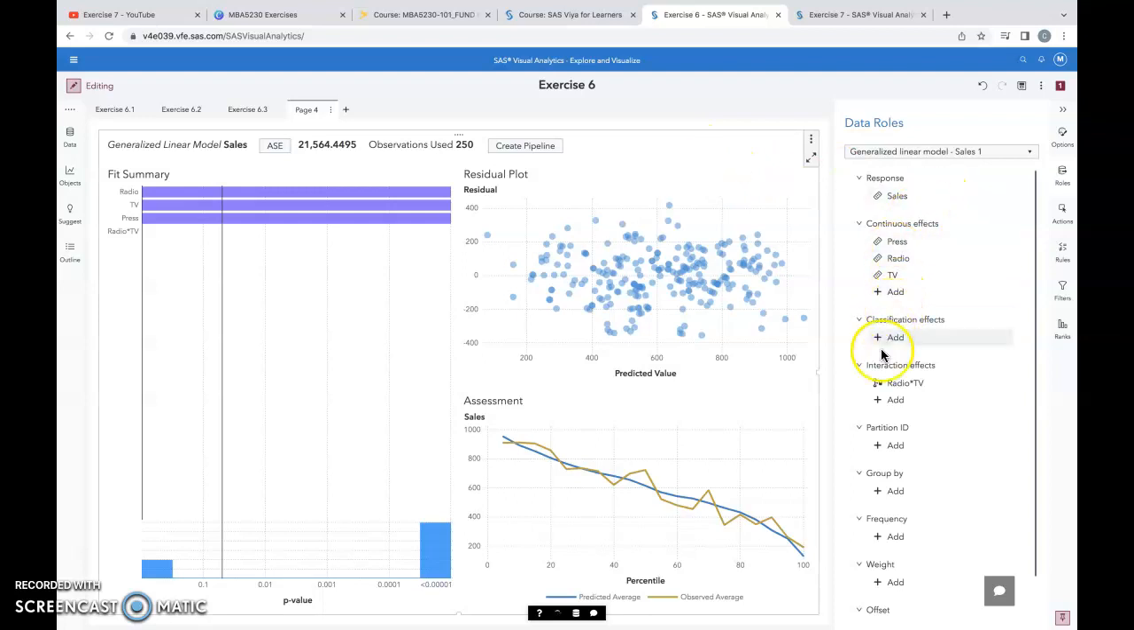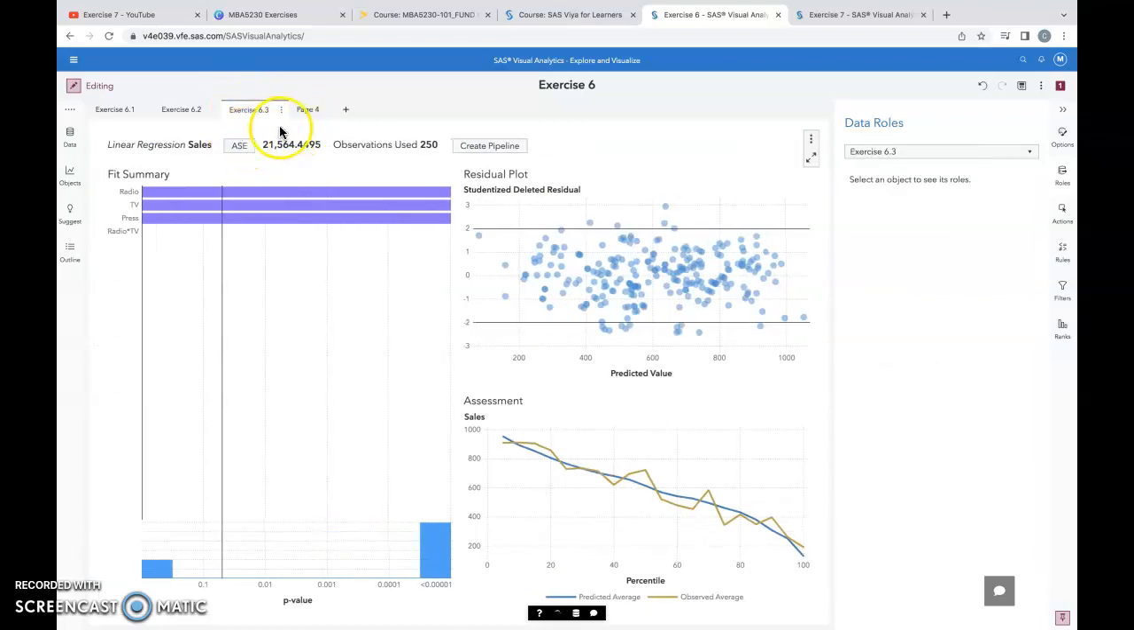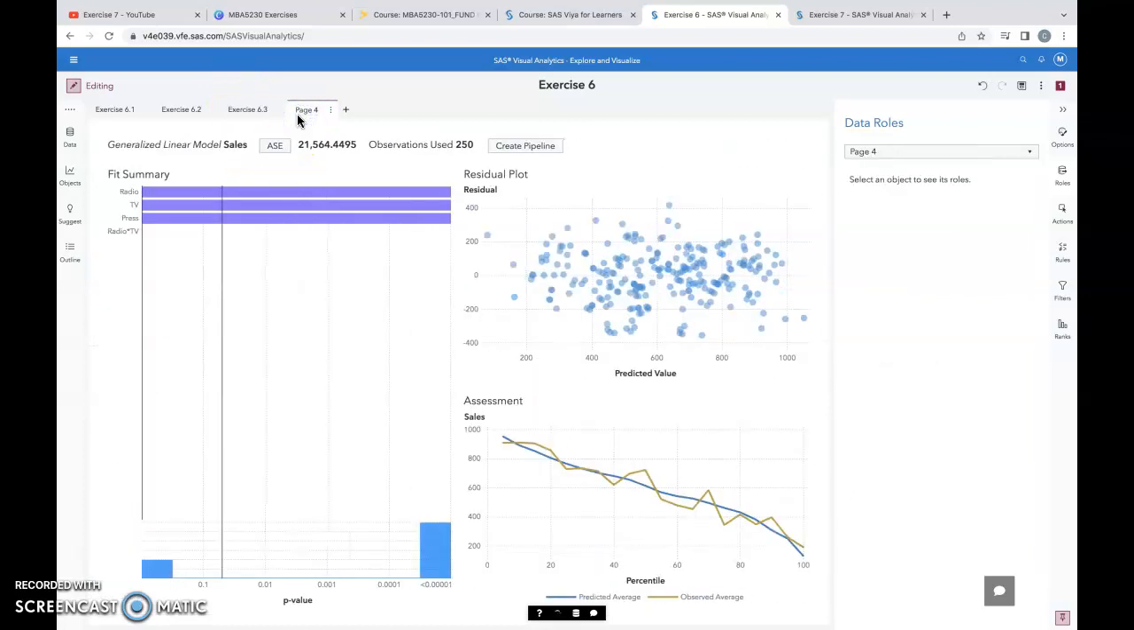Moving over, we can see we have the same response, continuous effects, and interaction effects. So when looking at the ASE, we can see that these have the same ASE, so they represent the same characteristics and have the same output.